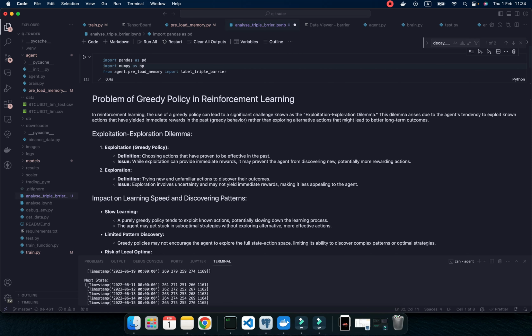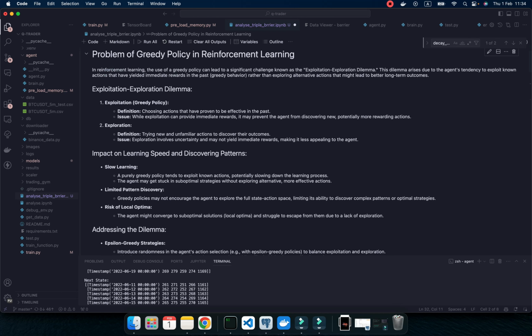Now let's look at this problem in detail and write some code. Reinforcement learning faces a critical challenge known as the exploitation dilemma. This dilemma emerges from the balance between exploiting known actions and exploring new possibilities. Choosing actions with proven immediate rewards may hinder the discovery of new, potentially more rewarding actions. On the other side, trying unfamiliar actions to discover outcomes involves uncertainty and may not provide immediate rewards. Recognizing and navigating the exploitation-exploration dilemma is vital in reinforcement learning.